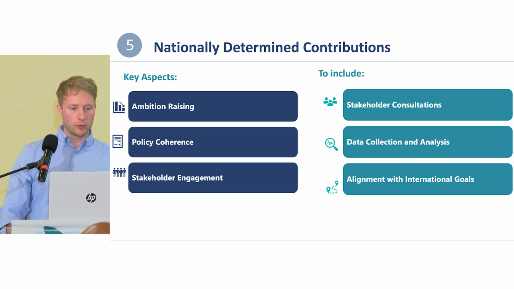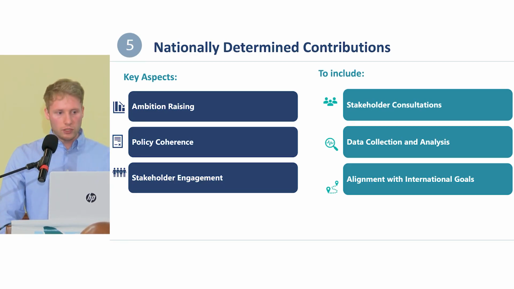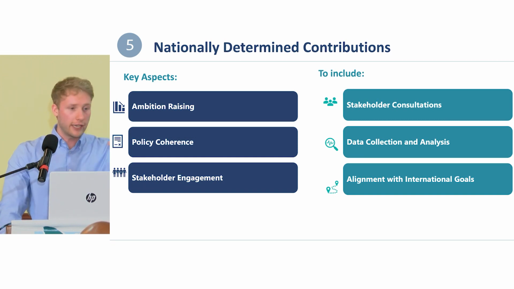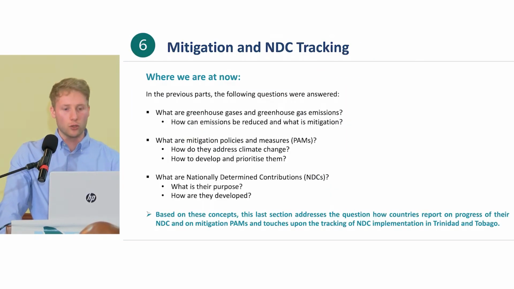This is just an overview of what was mentioned. Just to keep in mind, we don't have a quiz now, but if we had a quiz now, I would pay attention to this. So key aspects are ambition raising every 5 years, ratcheting up, policy coherence, stakeholder engagement, consultations. We need data collection, analysis, and alignment with international goals as well.